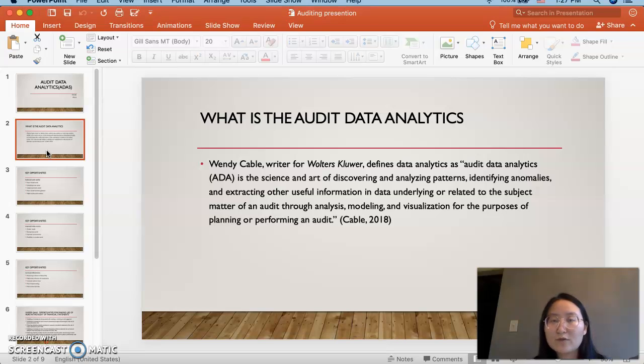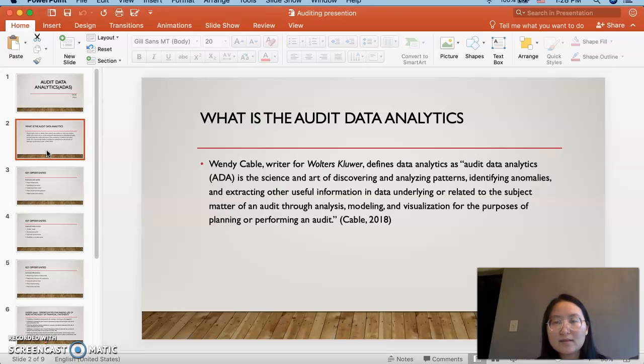Wendy Cable for Walter Kruer defines audit data analytics as the science and the art of discovering and analyzing patterns, identifying anomalies, and extracting other useful information in data related to the subject matter of an audit through analysis, modeling, and visualization for the purpose of planning or performing an audit.